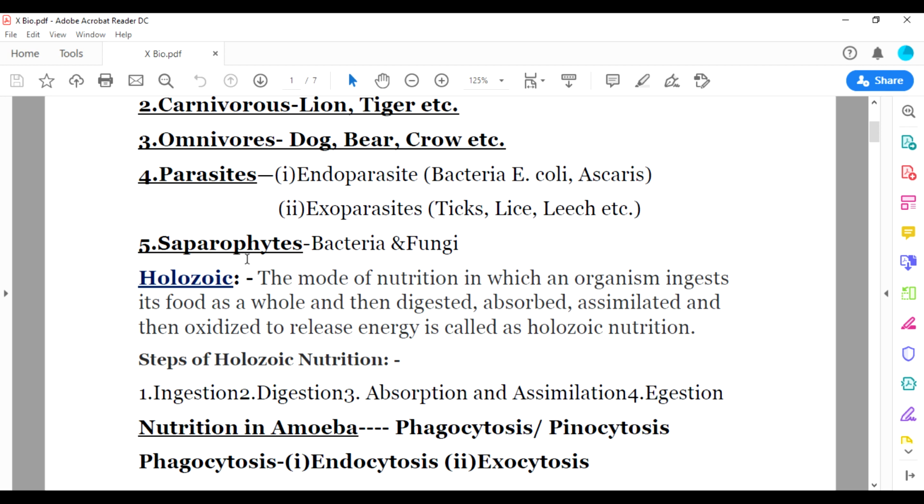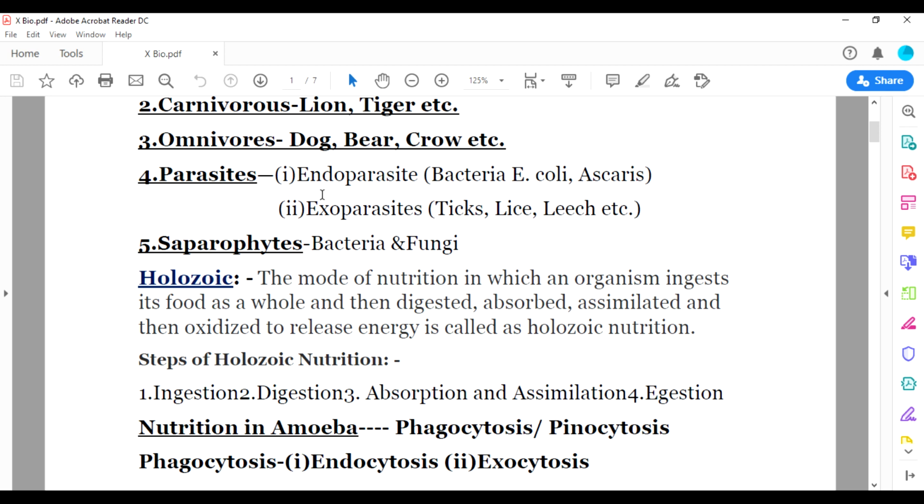Fifth is saprophytes. Sapro means dead. Those organisms that depend on dead and decaying organic matter for their nutrition are called saprophytes. For example, bacteria and fungi. They both break down dead and decaying plants and animals. So they are also called decomposers because they decompose the body of dead and decaying animals and plants.